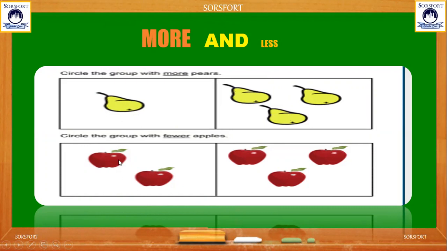Now come to the next picture. Here how many apples are there? 1, 2. And in this picture 1, 2, 3. So which side has more apples? This is more. This is more because more numbers of apples are there. And here is less, fewer apples. Correct? Now come to the next slide.